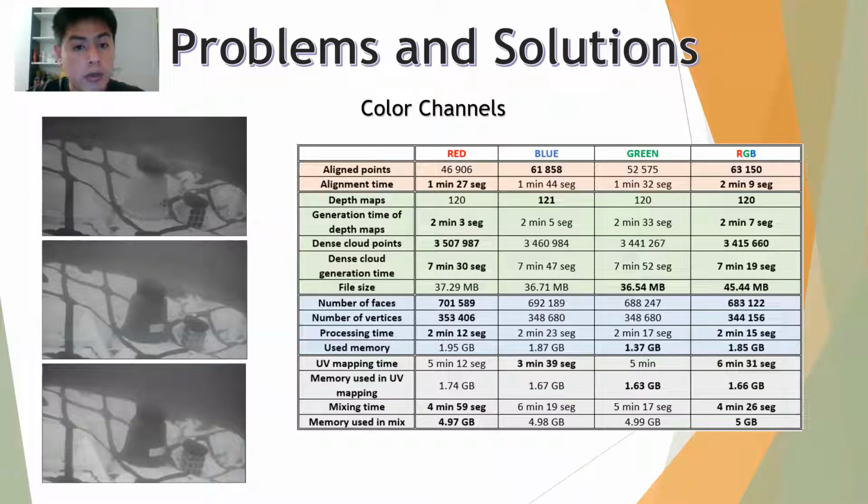Another problem was the color channel. And this is very interesting because we have 3 photos, one for each channel, and the red channel has the most details about the shapes, and the blue and the green have the blur effect. The conclusion about this problem is that the blue and the RGB have the same performance, and the red channel has the best number of faces and number of vertices. And these 2 parameters are very important when we build the 3D model.